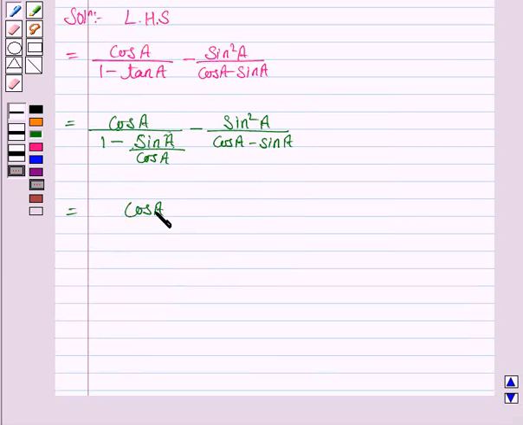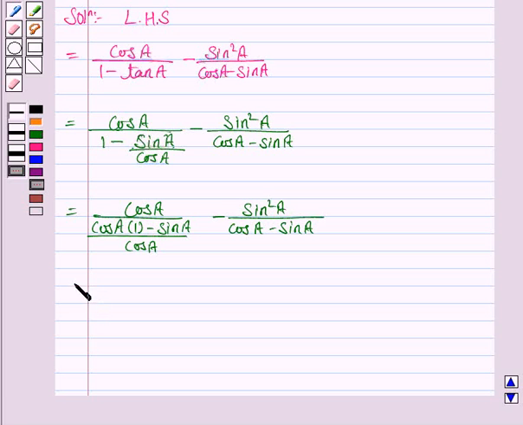Now again, cos A upon, now taking LCM, so we'll have cos A into 1 minus sin A upon cos A, because LCM here would be cos A, minus sin square A upon cos A minus sin A. Now again, this can be written as cos A upon 1 into cos A upon cos A into 1 is cos A minus sin A, minus sin square A upon cos A minus sin A.